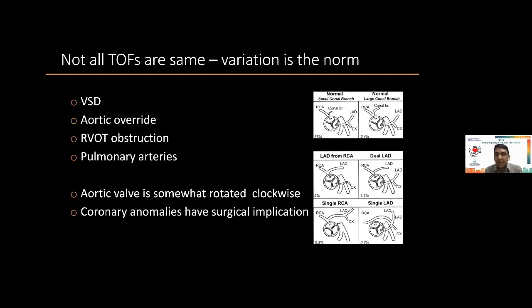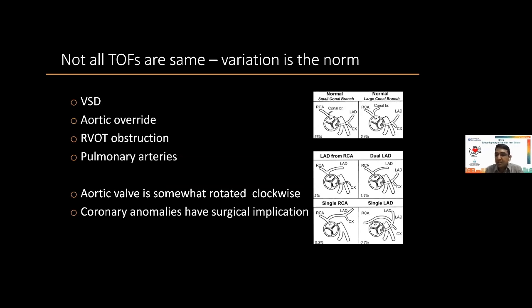Now, the important thing is not all tetralogies are same. Variation is actually the norm. VSD can vary in its size, extent, and inclusion of adjacent structures. Aortic override is also variable. RVOT obstruction can also be subvalvular, valvular, supravalvular. Pulmonary arteries may vary in size. Sometimes they may arise even from aorta. Ostial stenosis of the left pulmonary artery is quite common.